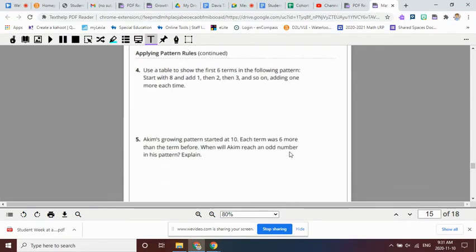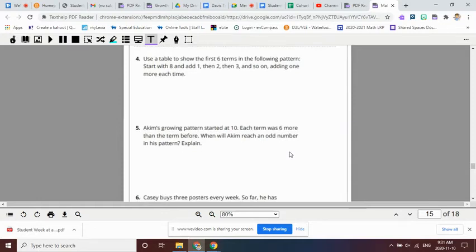Okay, it gets a little trickier on the back page because we're into some word problems, which can be tricky to understand. So I'm going to read through them. And remember, this video will be posted on the website. So you can, while you have your math out, you could have the video up and you could be pausing it and getting a little bit of help with each question as you go. So number 4 says use a table to show the first 6 terms in the following pattern.